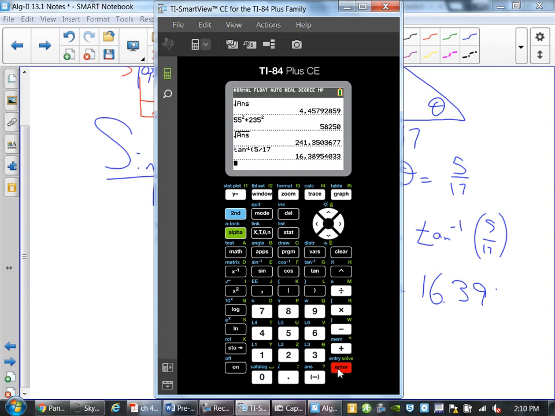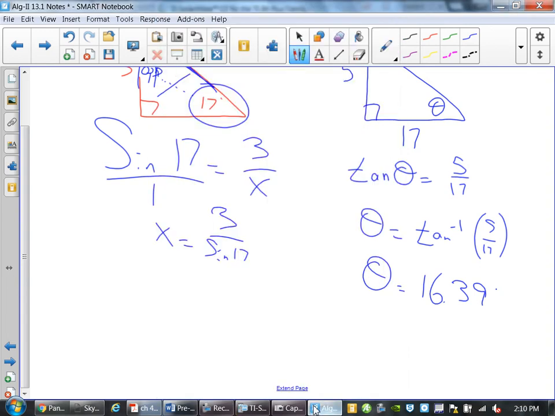Yes, ma'am. Wait, can you help me with this calculator? Yes. So like I pressed that one. Yeah, sir. It's built off the unit circle. Yes, sir. So I'm finding the angle. I'm not finding the side.